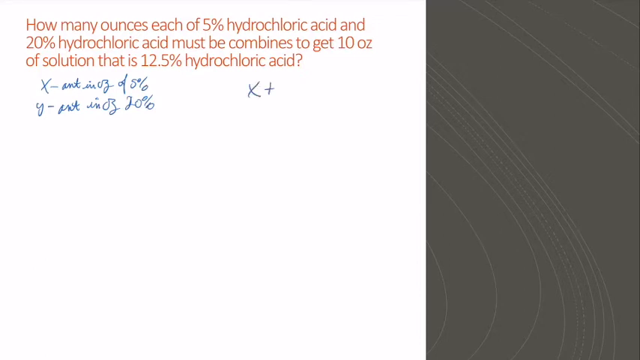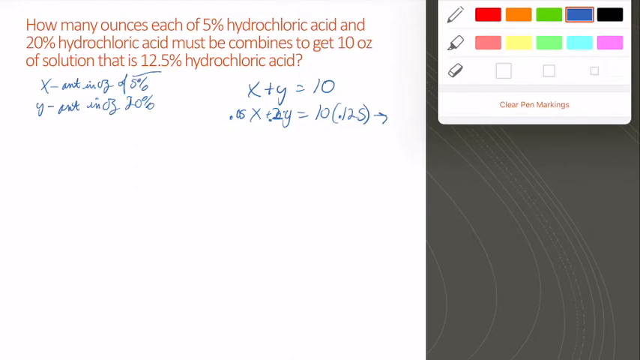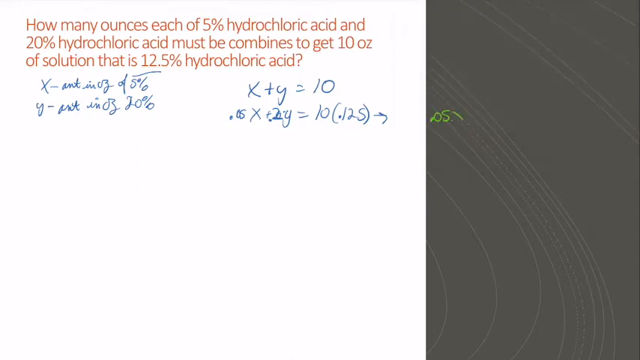I know that if I mix X and Y, I have 10 ounces. I also know that at the end, I want 12.5% hydrochloric acid. So the amount of acid in X, which would be 0.05 times X, plus the amount of acid in Y, is 10 times its concentration, which we're going to write as 1.25. So this gives me 0.05x plus 0.2y equals 1.25.